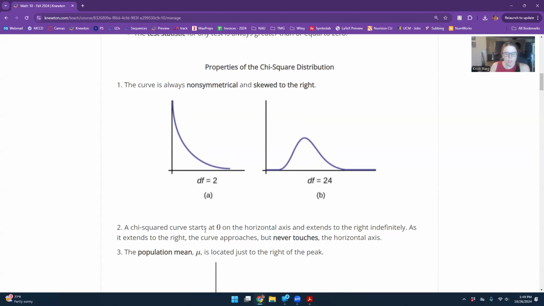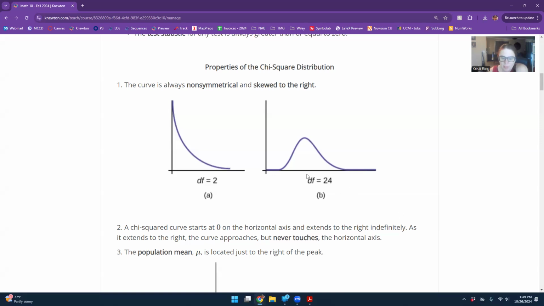So the chi-squared curve starts at 0 on the horizontal axis. One thing that's different about this is that we have the y-axis in the picture because it starts at 0. It starts right here at 0, and then over here on the left, it starts at 0. We haven't really worried about the y-axis in the other distributions, but this one starts at 0 and extends to the right indefinitely. That's where we're getting our skewed right. And as it extends to the right, it approaches but never touches the horizontal axis. It kind of looks like it touches here because it gets super duper close, but it's important to note that it never touches the horizontal axis, which means it's always above and therefore always positive.